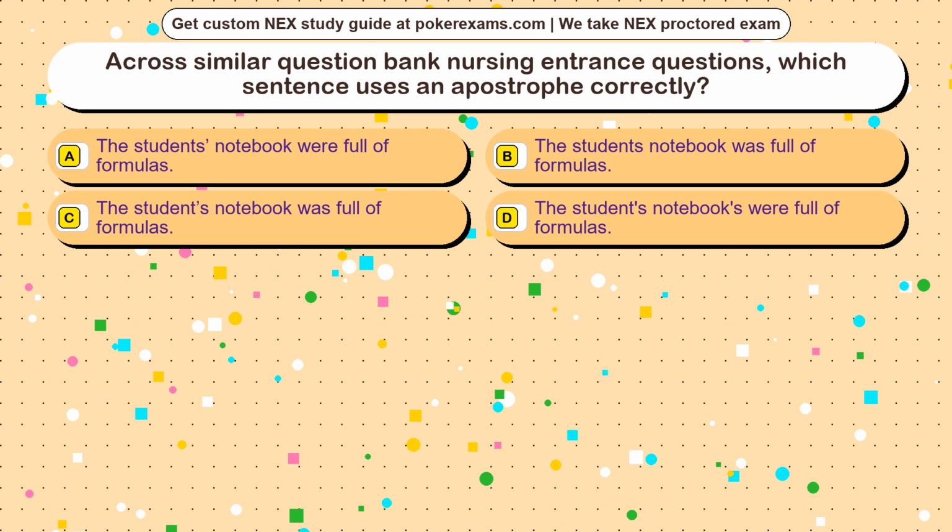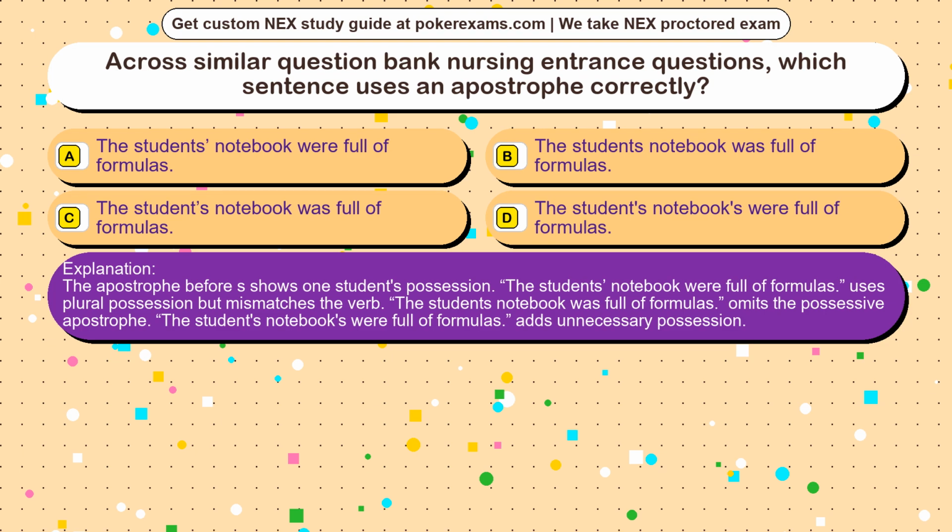The correct answer is option. The apostrophe before S shows one student's possession. The student's notebook were full of formulas uses plural possession but mismatches the verb. The student's notebook was full of formulas omits the possessive apostrophe. The student's notebooks were full of formulas adds unnecessary possession.